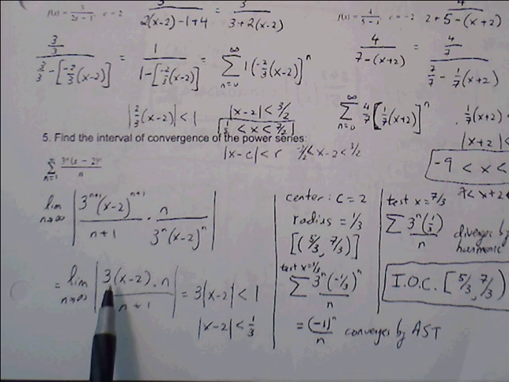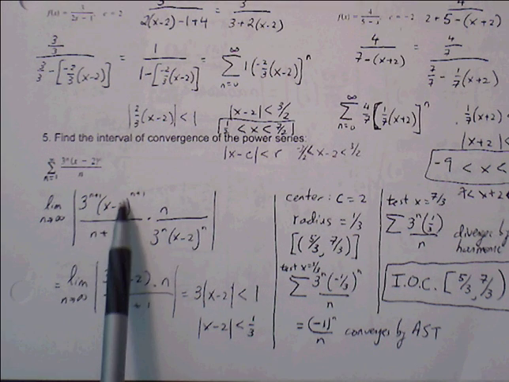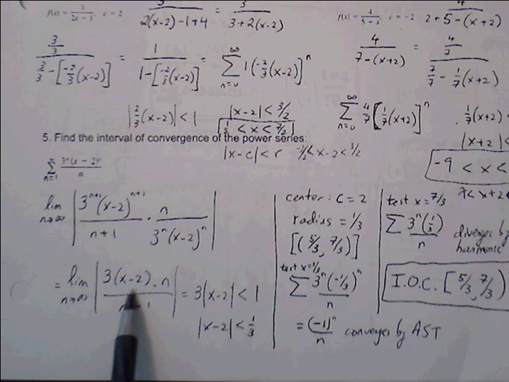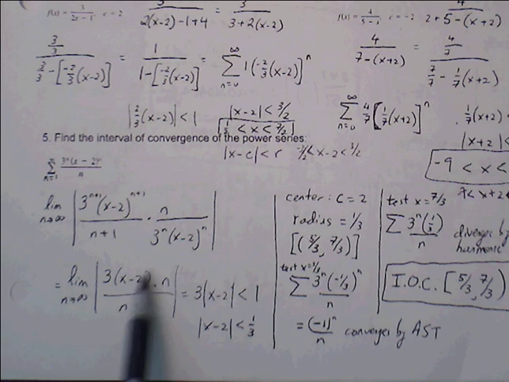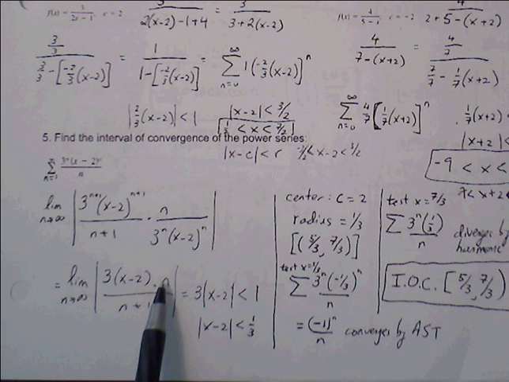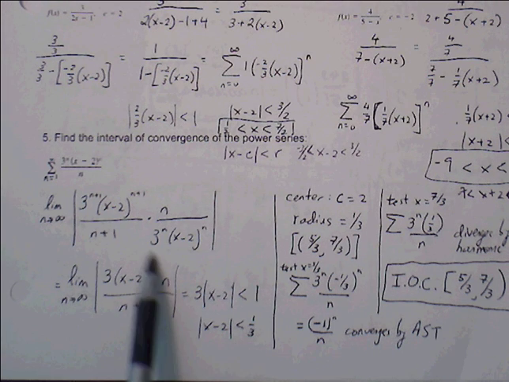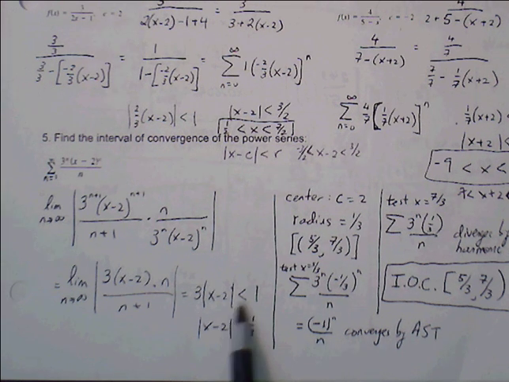3 to the n will cancel out, leaving us with 3. (x - 2) to the n will cancel out, leaving us with x minus 2. We're left with n over n plus 1. Really, we're just evaluating the limit as n approaches infinity of n over n plus 1. Because the degrees match, we can just take the leading coefficients, which is 1, and that leaves us with 3 times the absolute value of x minus 2 is less than 1. So here we can divide both sides by 3. So |x - 2| < 1/3.